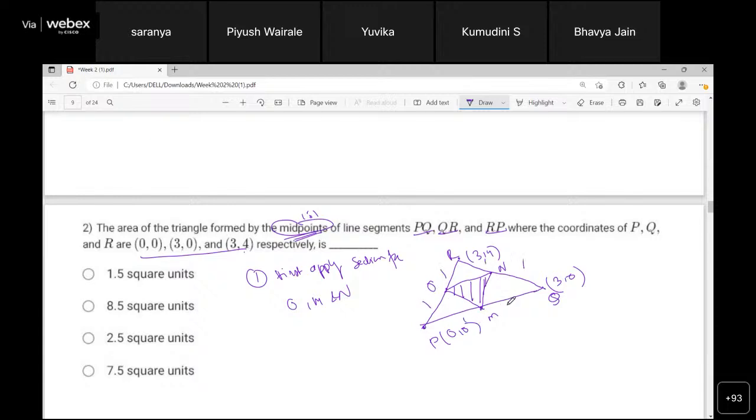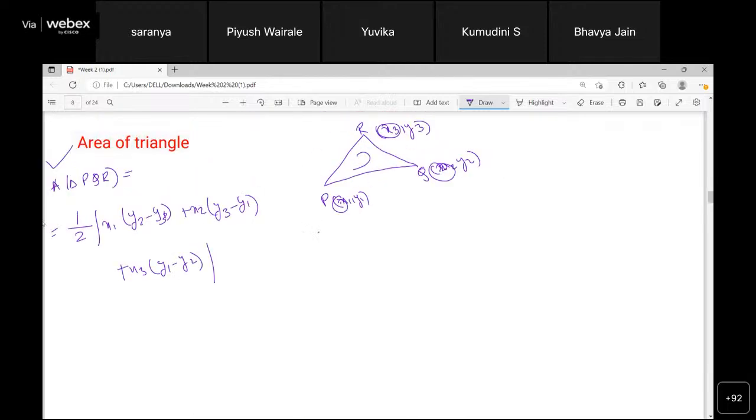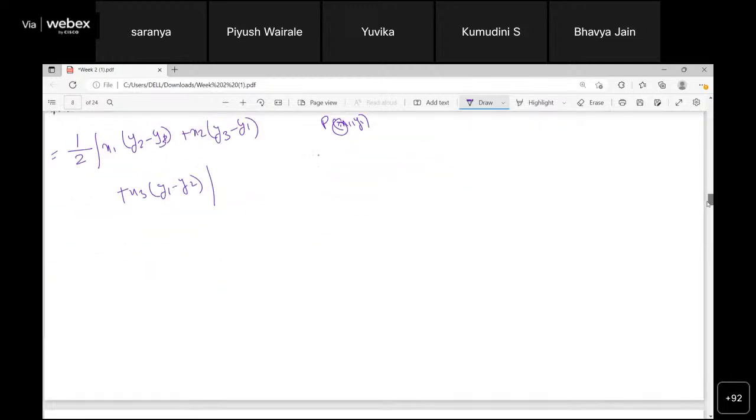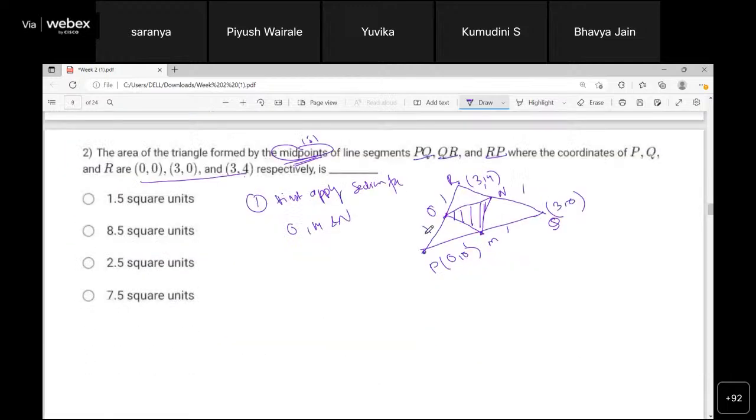So we have the ratio, we have the points. We just need to find out the coordinates of O, M, N. If I know the coordinates, then I can simply put them in this formula and I will get the area of the triangle. So tell me, what is the coordinate of O, OX, what is OY?